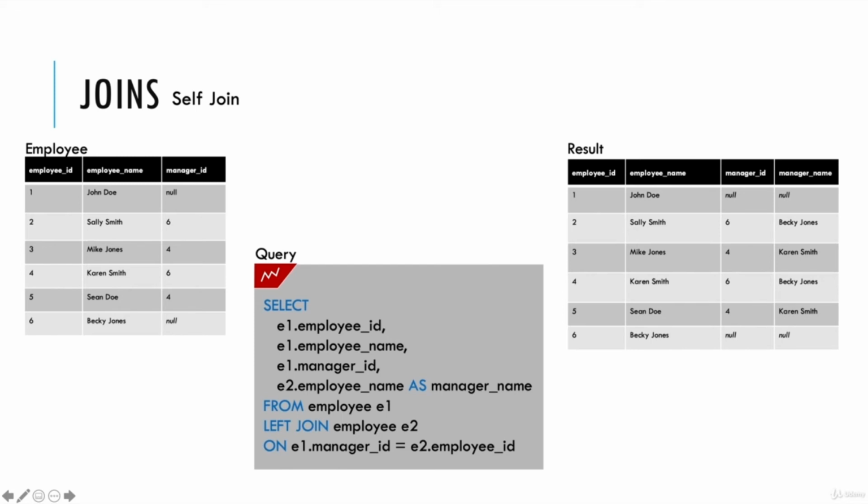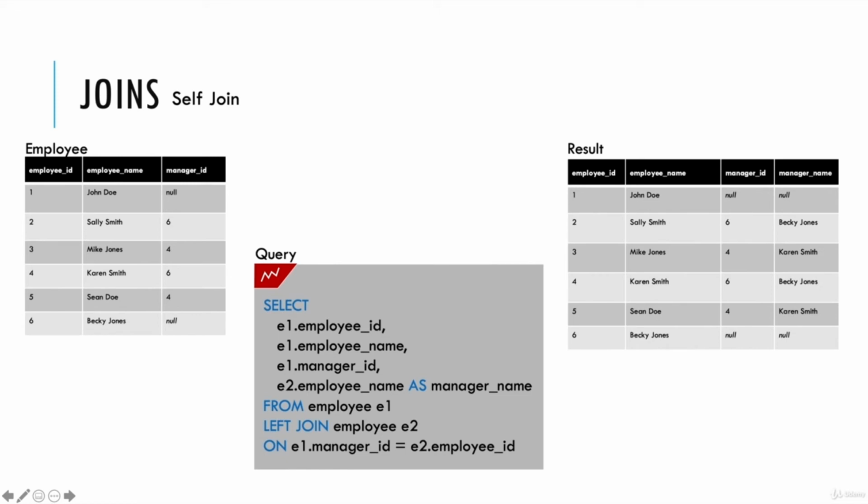So if you look at our query, what we're basically going to do is from employee, we're going to alias it as E1. We're going to left join back to employee, alias it as E2. It's key that we alias this table because all of the columns are going to be named the same. And we're going to use a left join because we still want to bring back those employees that don't have a manager. So in this example, John Doe and Becky Jones, we want them in our result set, even though we don't expect them to have a manager name. So we're going to join on E1 manager ID equals E2 employee ID.